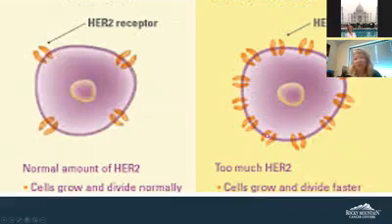But some cancers are going to have too many of these HER2 receptors on the surface. And we would call those HER2 positive cancers. And those cancers are more aggressive, and they're growing and dividing at a more rapid rate.